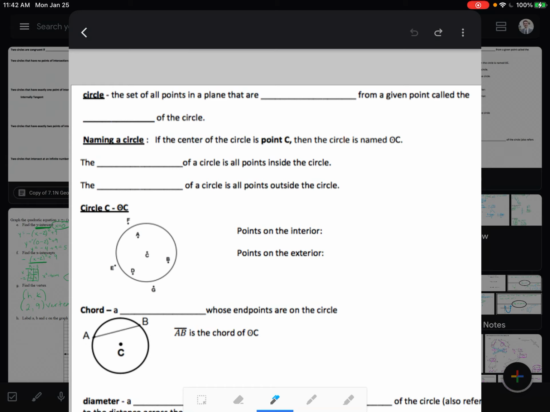So first things first, we are going to be talking about circles. A circle is the set of all points in a plane that are equidistant. That just means the same amount of distance away, or an equal length away, from a given point called the center of the circle.